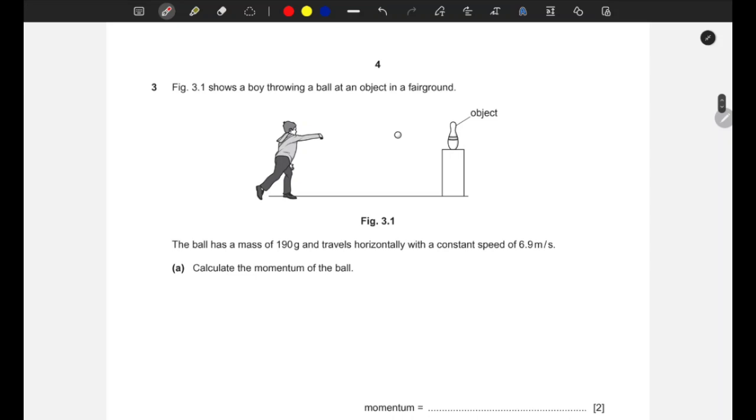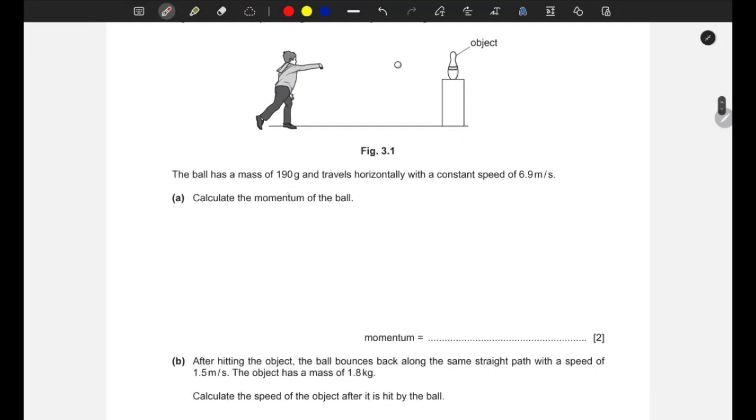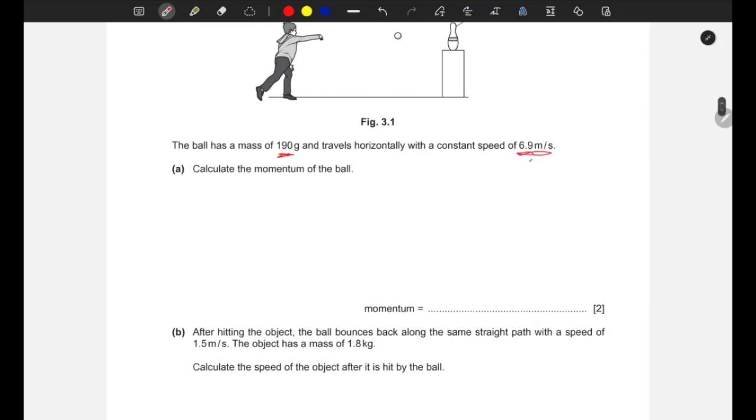Question 3. Figure 3.1 shows a boy throwing a ball at an object in a fairground. The ball has a mass of 190 grams and travels horizontally with a constant speed of 6.9. Calculate the momentum of the ball.